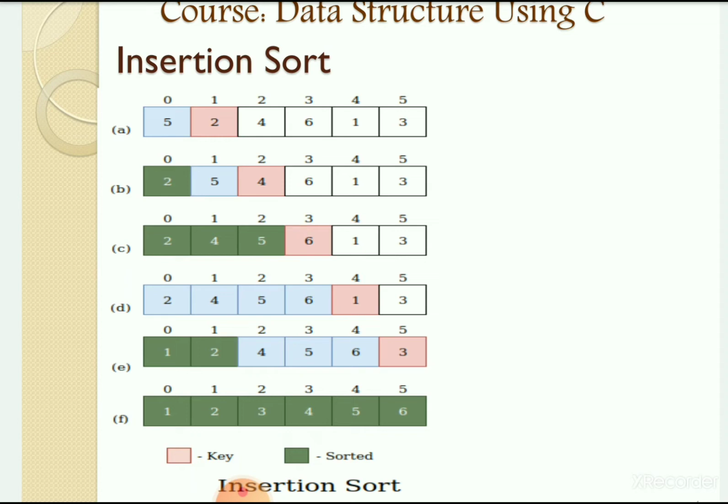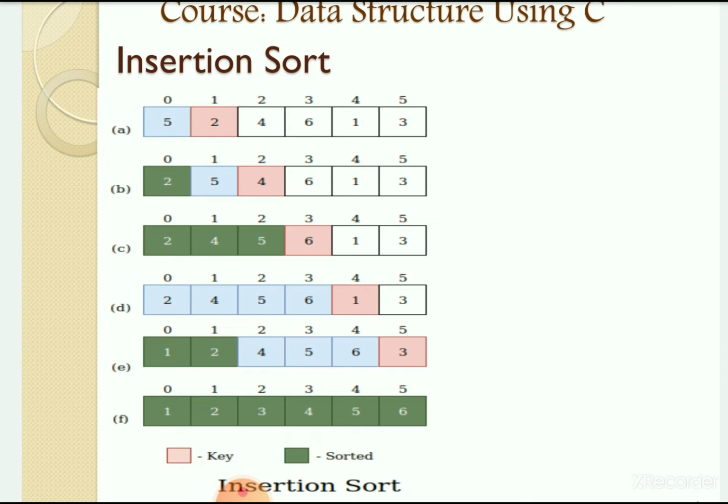So what happens behind the scenes is that we have to store the 2 in some temporary variable. The value of 2 we save in a temporary variable, and we have to shift the elements to the right side. So 5 we have to shift to the right side. The current position of 5 is 0, and we have to shift it to the first position. We are removing the 2 into a temporary variable and shifting the 5 into the next position.